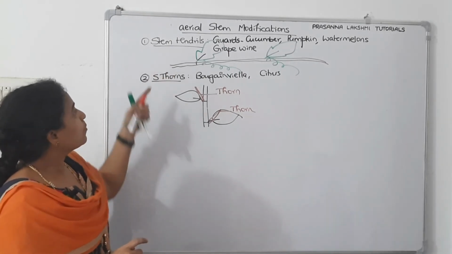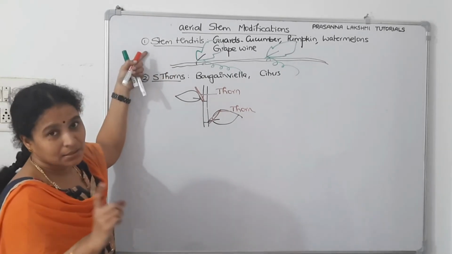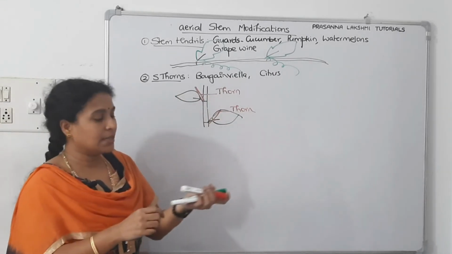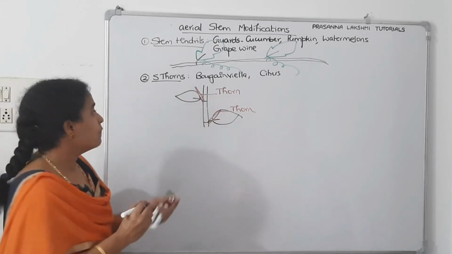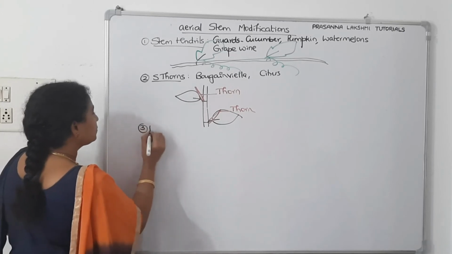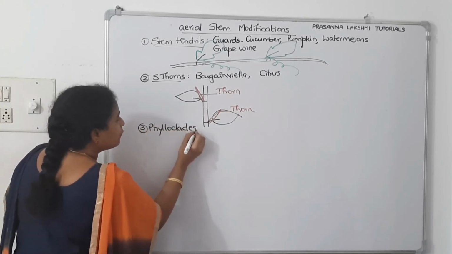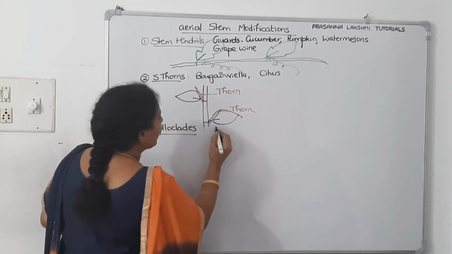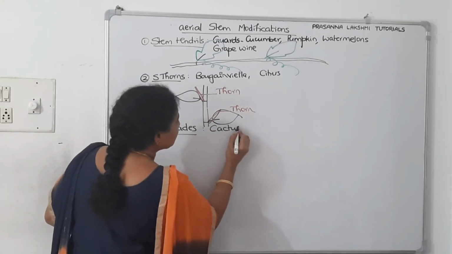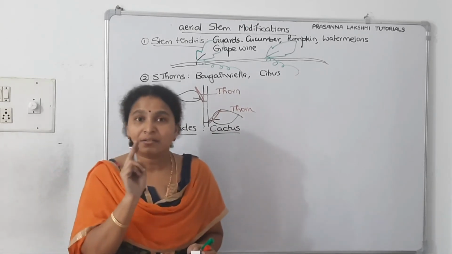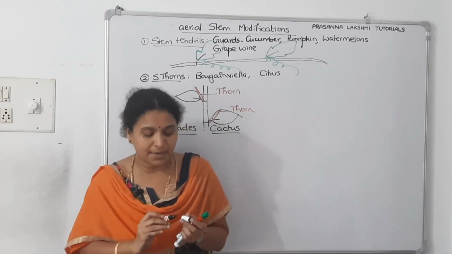So the first aerial stem modification, stem tendril: gourds and grapevine are the examples. The second one is stem thorns: bougainvillea and citrus are the examples. The third one is phylloclade. What are phylloclades? Where do we find them? In cactus members. They are desert plants, dry, arid plants growing in dry and arid conditions.